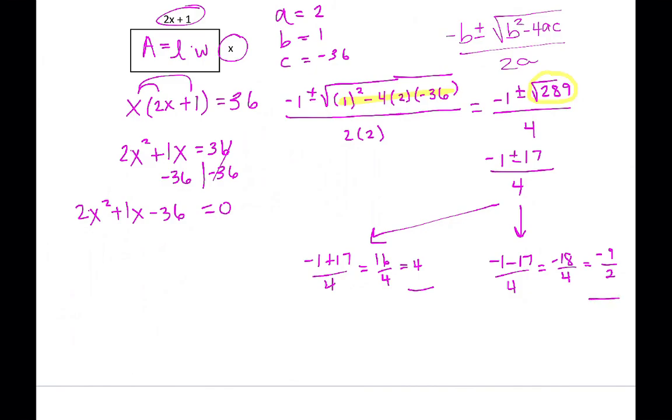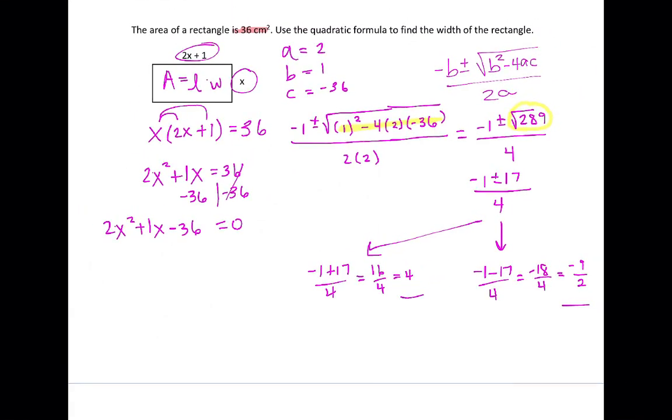So let's think about what this problem is asking us. It says use the quadratic formula to find the width of the rectangle. So we're trying to find the width of the rectangle. This is x. Well, I have two answers for x. I have x is 4, and I have x is -9 over 2. Well, only one of those answers is actually going to work here.